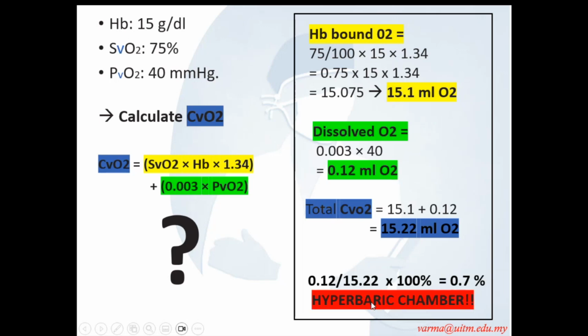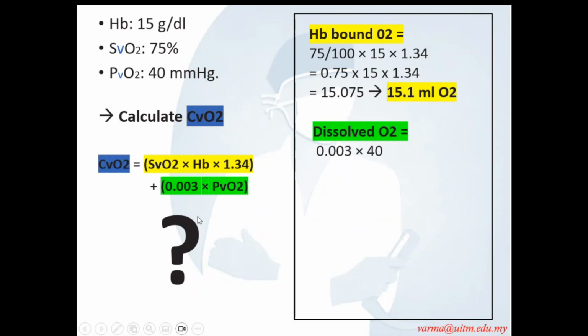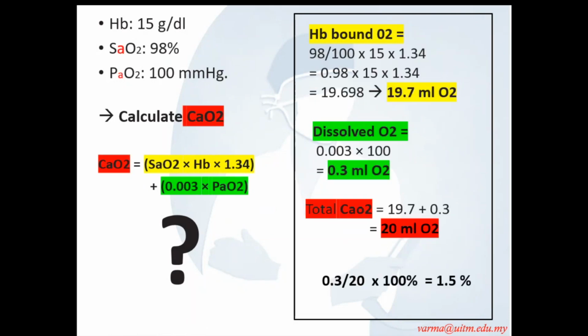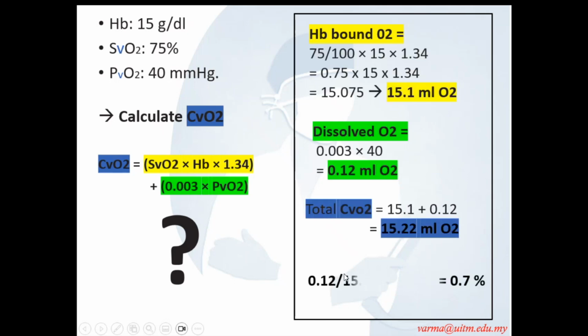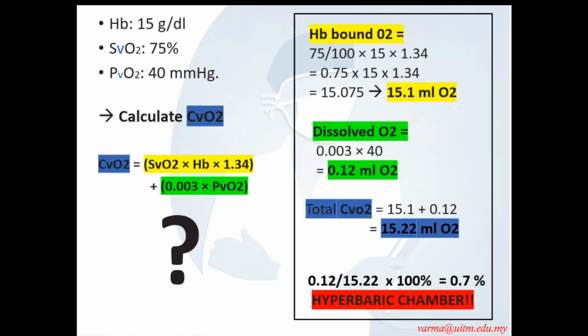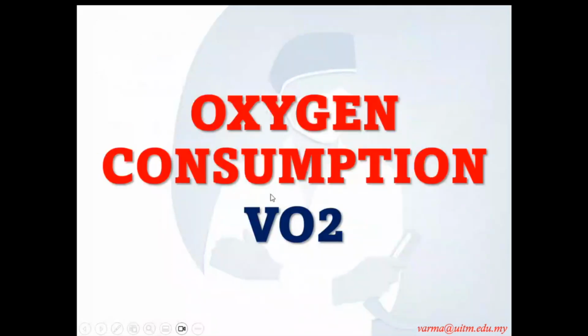Again, in a hyperbaric chamber, this can be significant. In a normal patient breathing room air or normal oxygen, it's not going to make much difference. But in a patient in a hyperbaric chamber, your PaO2 or PvO2 is going to go up very significantly, and then this will become a significant number. So now we know your CaO2 is 20 mL and your CvO2 is roughly 15 mL. So we have calculated arterial and venous oxygen content.